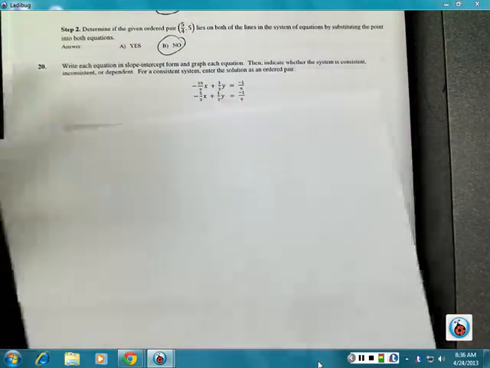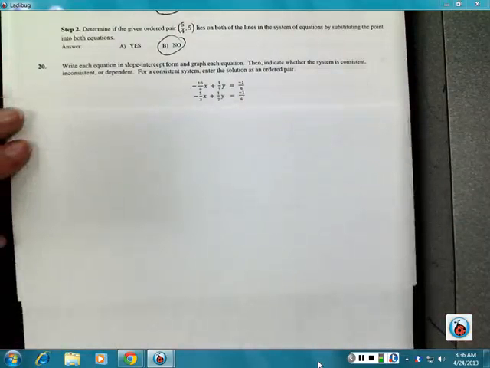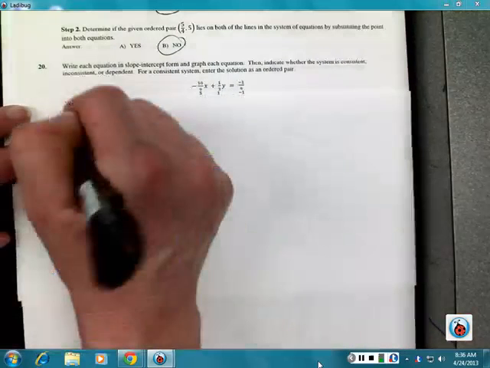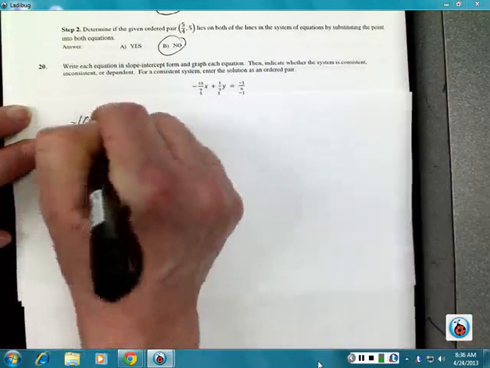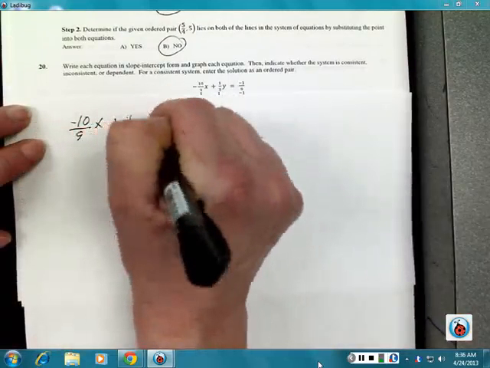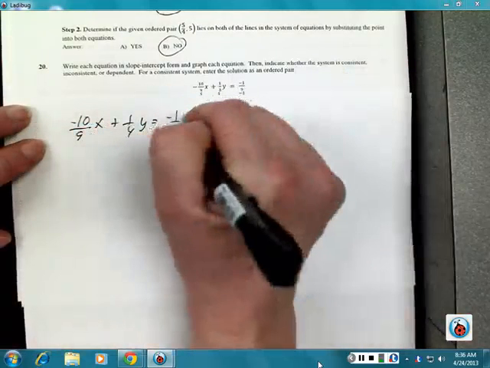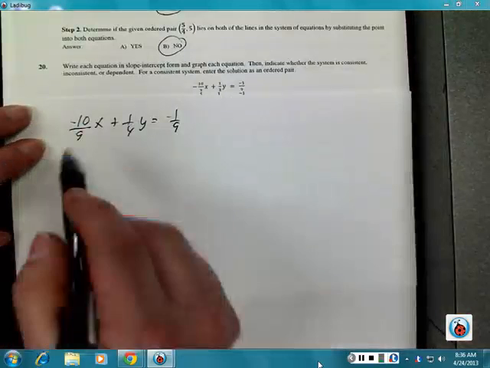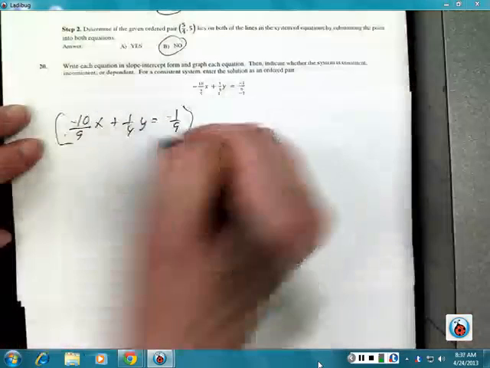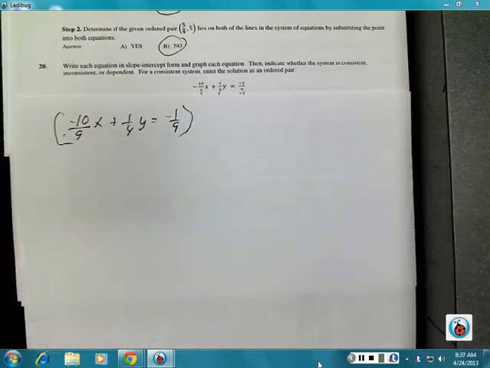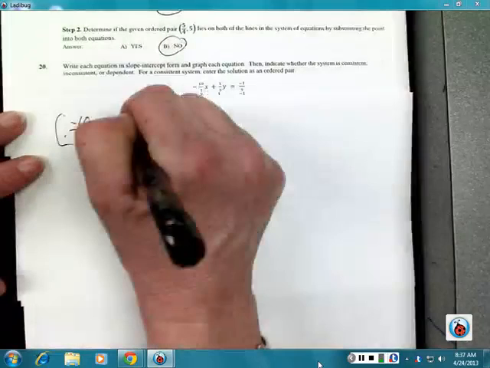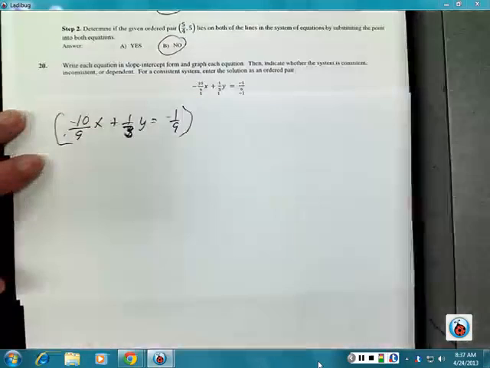So if I look at this first piece in here, it's got lots and lots of fractions in it. So negative 10 over 9x plus 1/4 y equals a negative 1/9. If I multiply everything by a common denominator, what's my common denominator going to be? Is it 9? That's a 1. Oh, this is a 3. Okay, so 1/3. Yes, so 9 is.